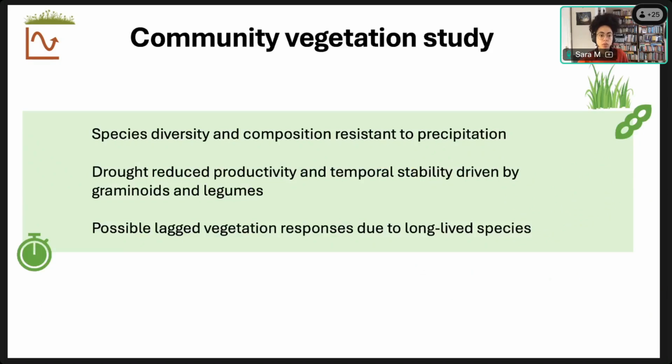So to summarize very briefly, the community vegetation study: species diversity and composition showed resistance to precipitation. The drought reduced the productivity and temporal stability, mostly driven by graminoids and legumes, as indications of possible lagged responses.